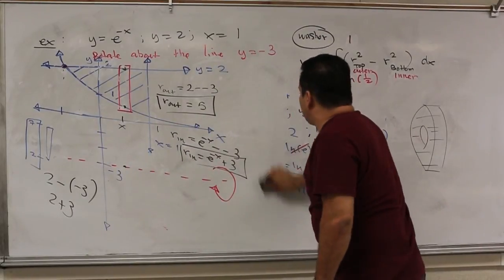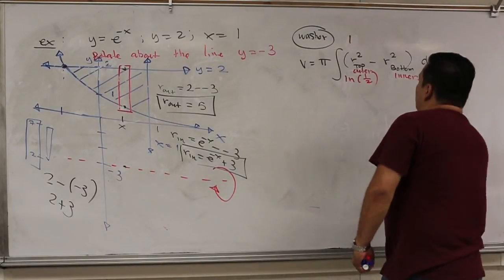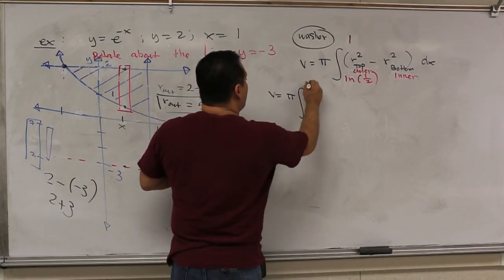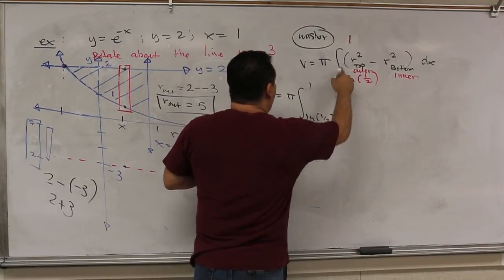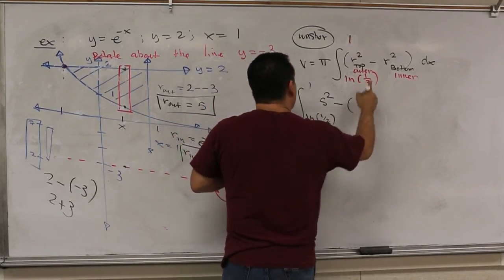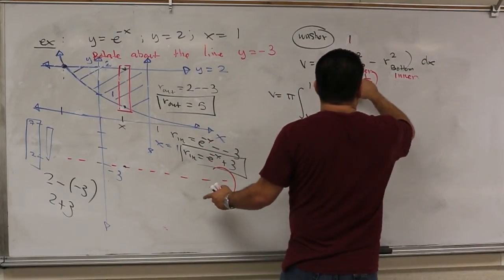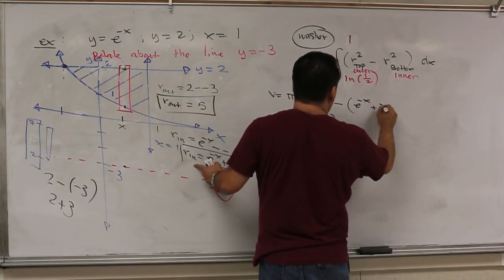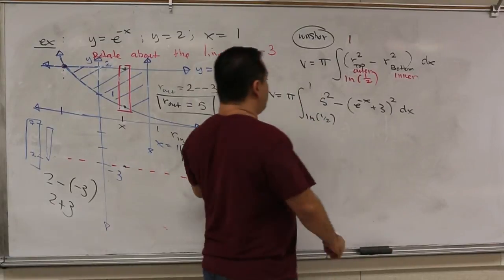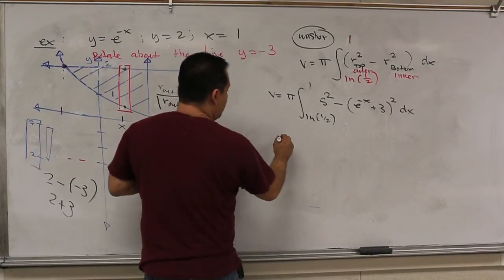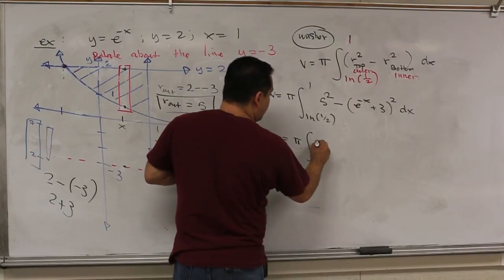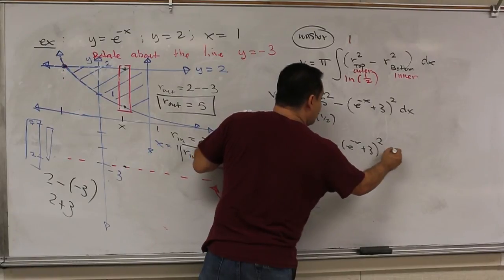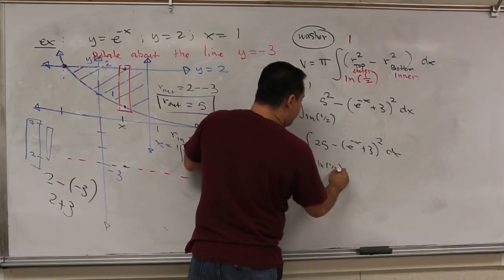Okay, so let me say this. Let's plug this in for you and see what we get. Volume is going to be pi, integral from natural log 1 half to 1. Isn't that going to be 5 squared minus, this is my outer minus my inner, so we're going to say this is e to the minus x plus 3 squared. This is dx. You have to square that dx, ln 1 half and 1.